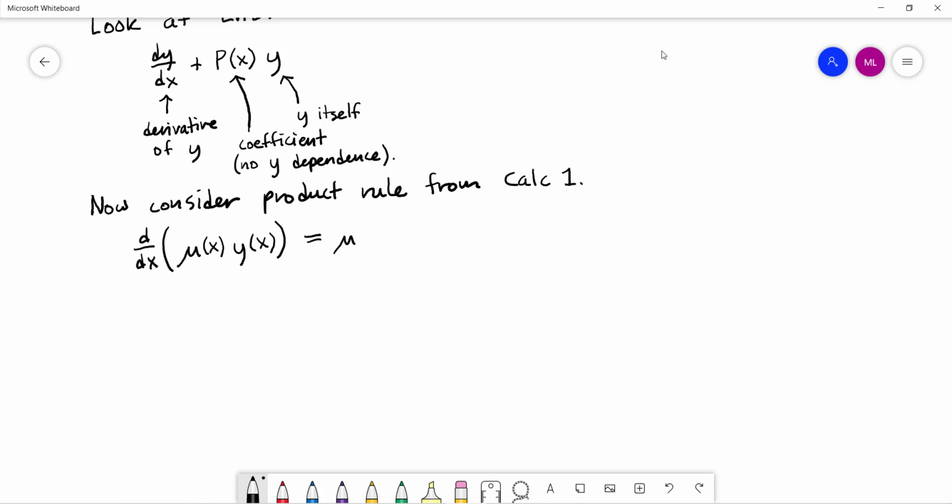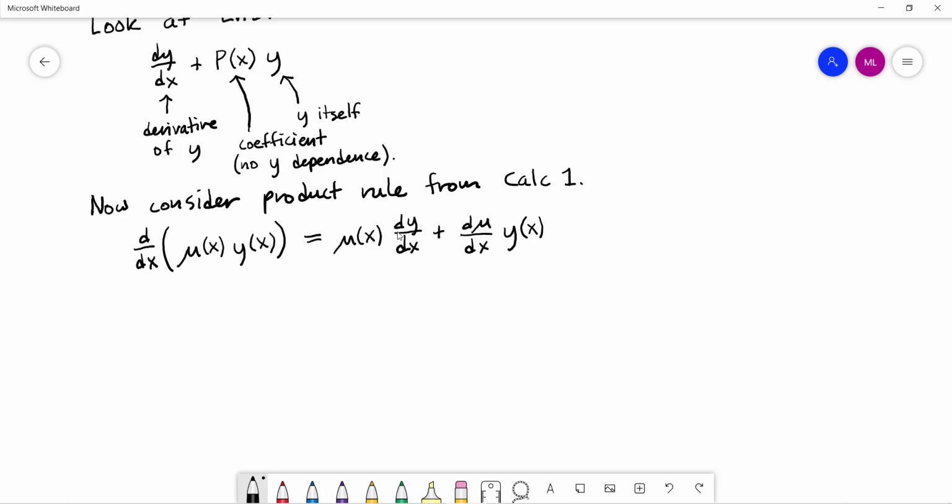So I'll get the first times the derivative of the second. So I'll write that as dy dx. And hopefully it's clear the x dependence of y is sort of built into that, plus, again, the second times the derivative of the first. So I'll write it as d mu dx times y of x, if we want to make it totally explicit.